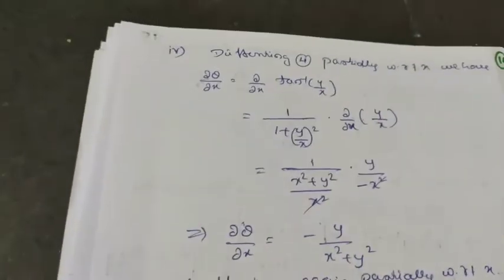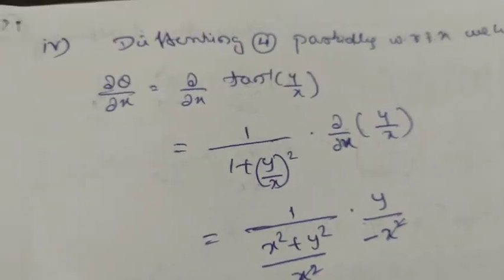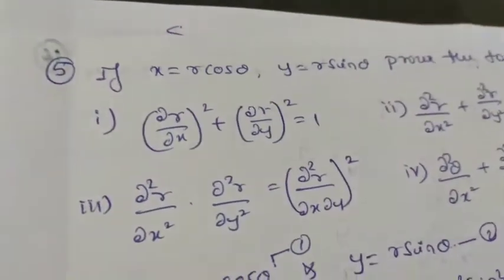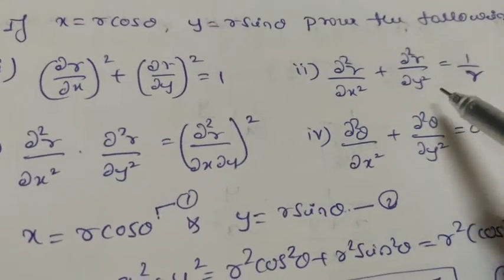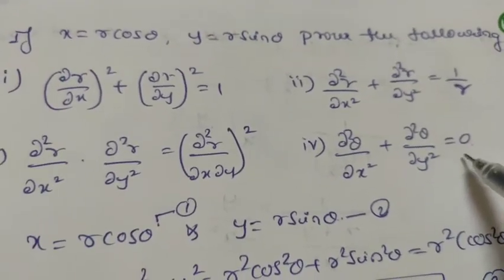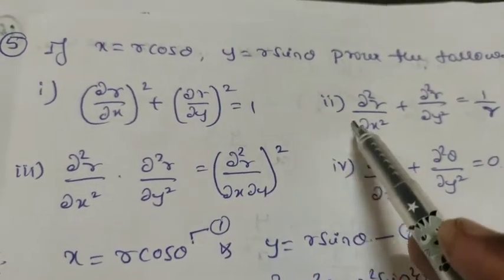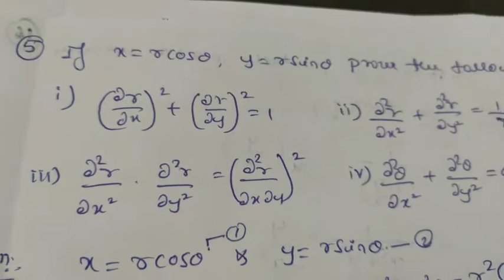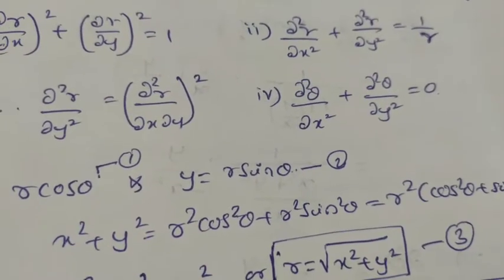Next, let us take the last one, that is the fourth question: ∂²θ/∂x² + ∂²θ/∂y² = 0. Let us prove this one, and you yourself solve the other two questions. If you have any doubt, then you can ask me. Let us prove the last one, ∂²θ/∂x² + ∂²θ/∂y².